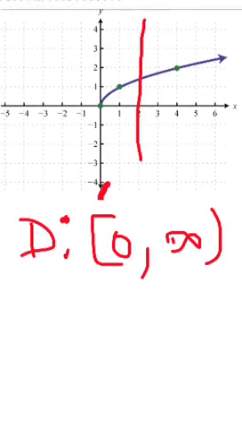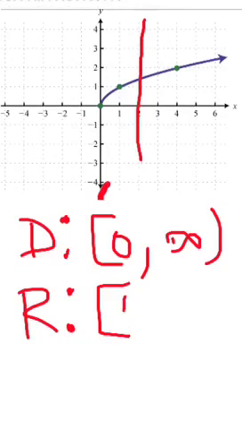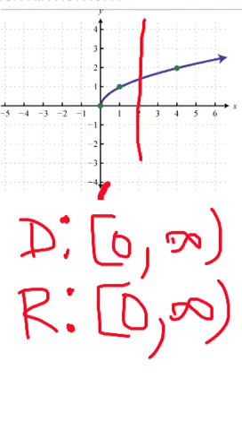Let's look at the range. The range is where the y value starts and ends. If you notice, the graph does not fall below the x-axis. It again starts at 0 and moves on up. So the range is also from 0 to positive infinity.